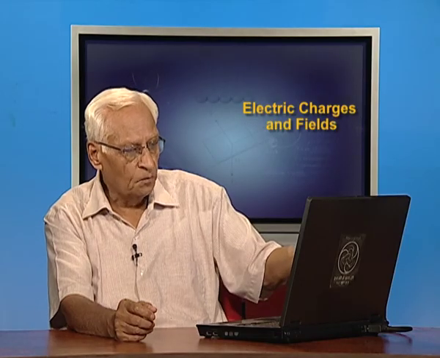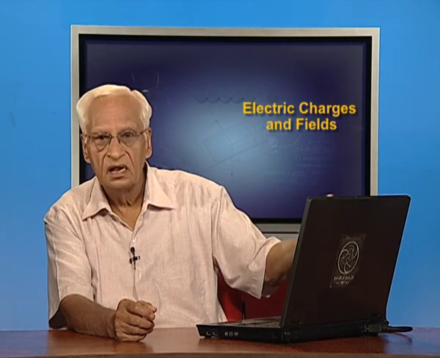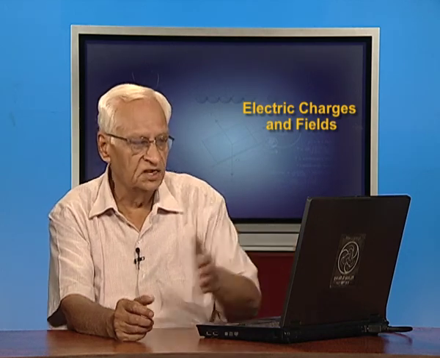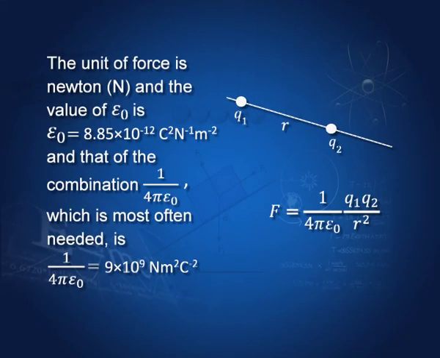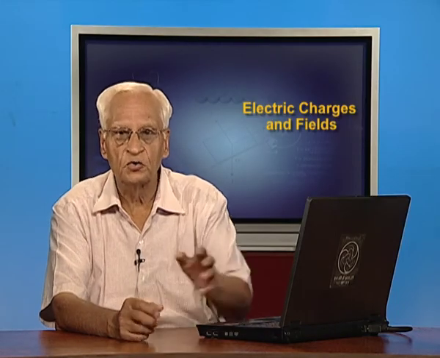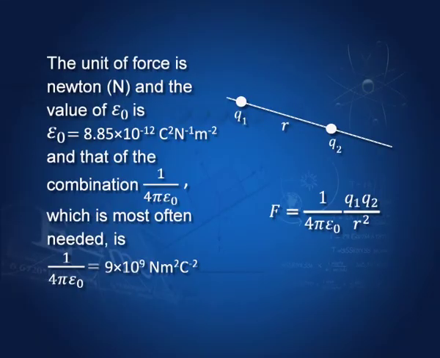And the combination, you see, you will require very often this combination 1 by 4 pi epsilon 0. This combination has the value 9 into 10 to the power 9 N m squared C minus 2. And remember this is the magnitude of the force proportional to the product of charges, inversely proportional to the square of the distance between them, and this is the constant of proportionality.